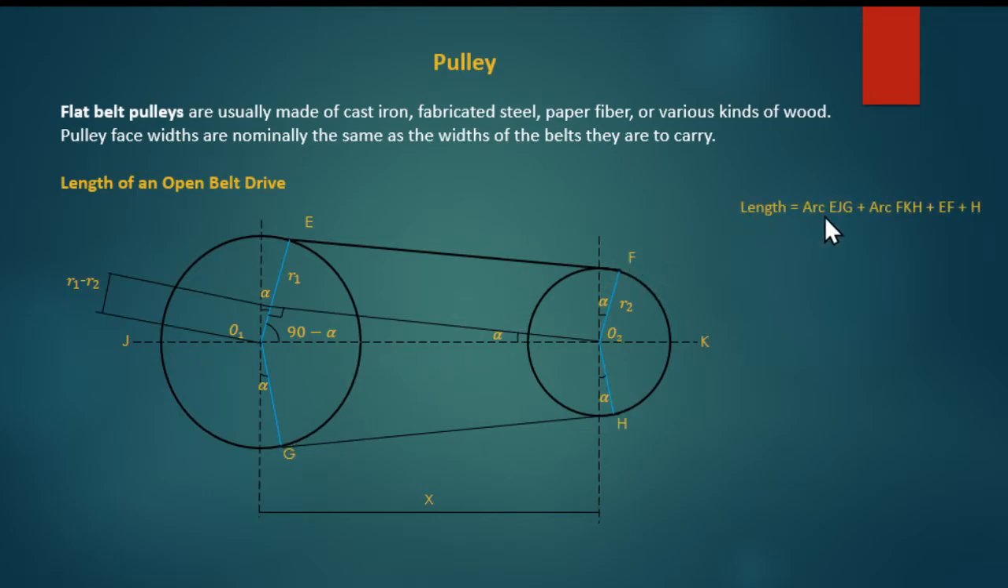So for the length, we have arc GE plus arc FT. So this and GH, so we got the variable, so this is GH or 2 arc GA plus 2 arc EF plus twice EF plus twice the arc FT. So they are the same. So the arc FK or P.